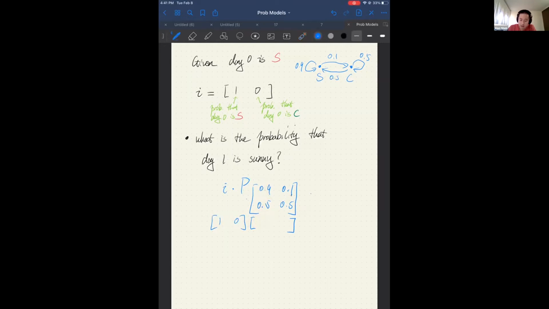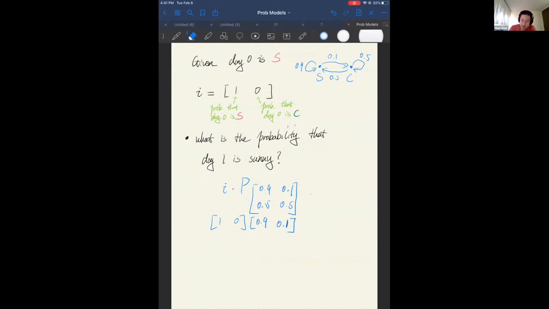And we can easily see that this one is going to be 1 times 0.9 plus 0 times 0.5, right? Just from the previous exercise we did on the matrix multiplication. So this is just 0.9. And on the other hand, this one is just going to be 0.1, right?